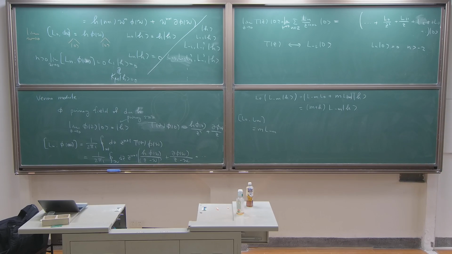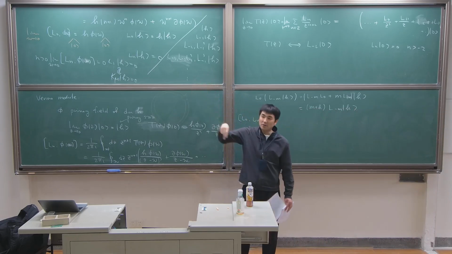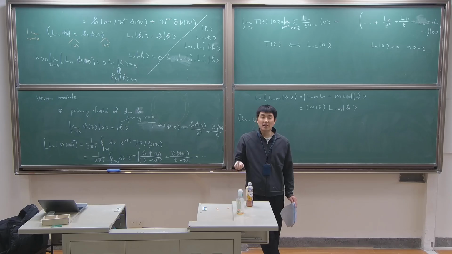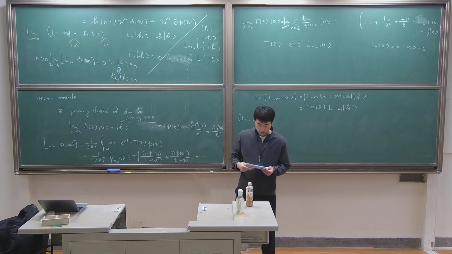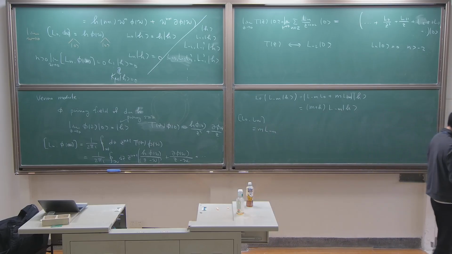Okay, so the level k dependence is that L0 has an eigenvalue k plus h. All right. So that's how it works.